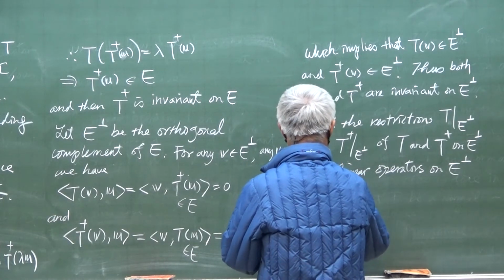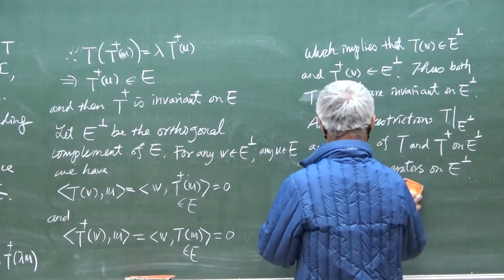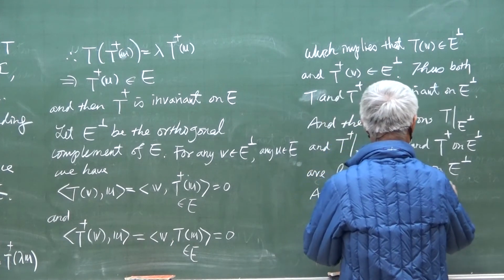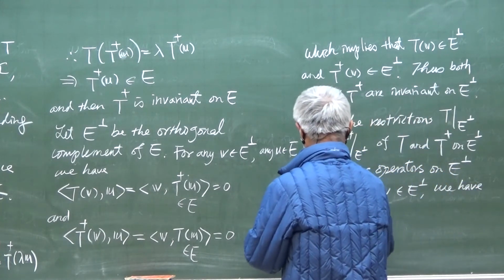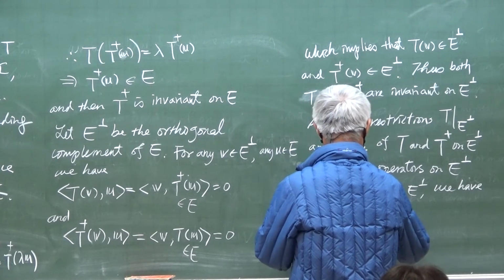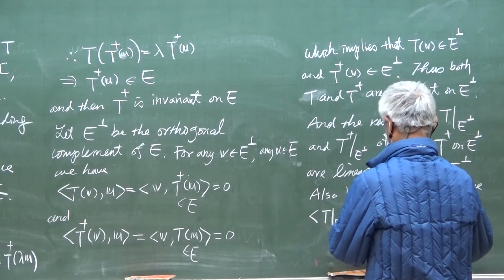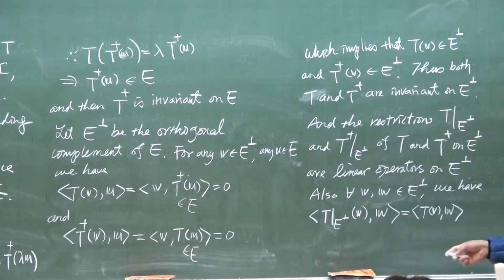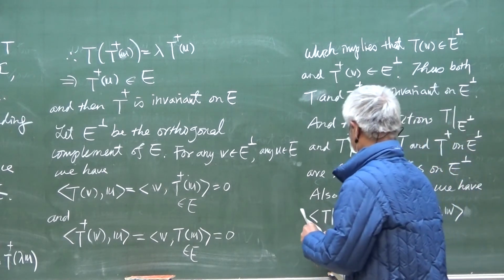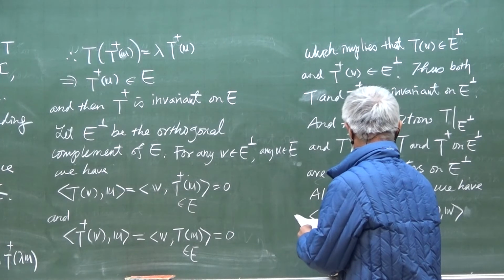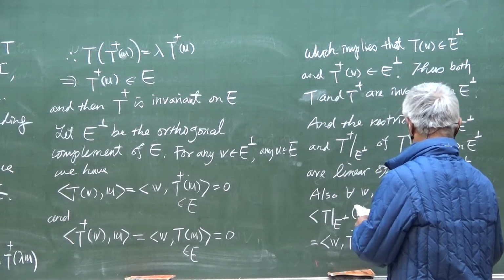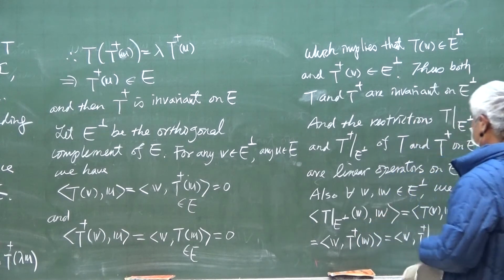Okay, so also for all V, W in E perp, we have the inner product of the restriction of T on V with W, which is equal to T V, the same operation, right? And this is equal to V with T dagger operating on W. That's it.